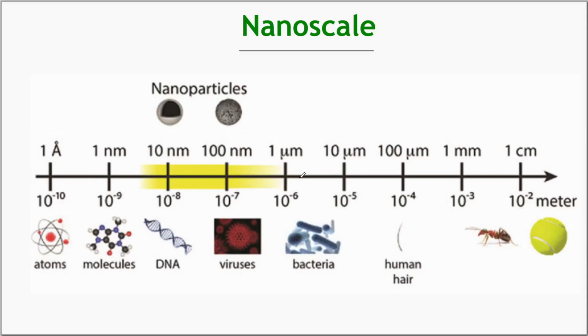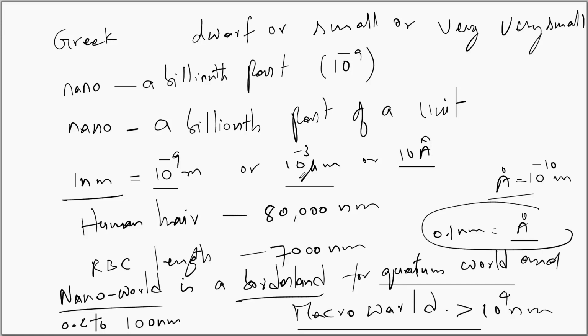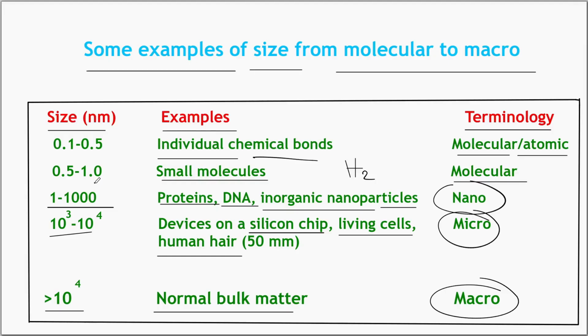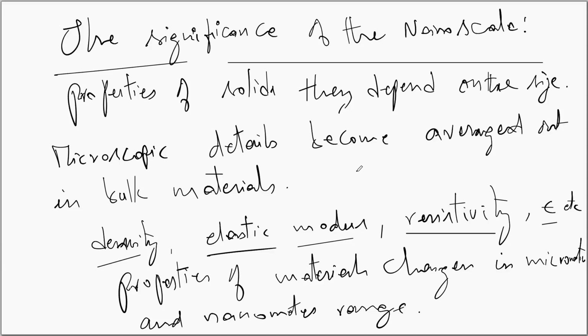In this video, we started our discussion by understanding the roots of the word nano. Nano is a Greek word which means dwarf, or small, or very, very small. Mathematically, nano means billionth part. In physics, it means a billionth part of a unit. We have seen how nanometer can be expressed. We discussed a couple of examples, and said that the nano world is a borderland between the quantum world and the macro world. We saw, on a range of lengths from 0.1 nanometers to 1 centimeter, various entities known to us, with examples of size from molecular to macro. We have seen the significance of the nanoscale.